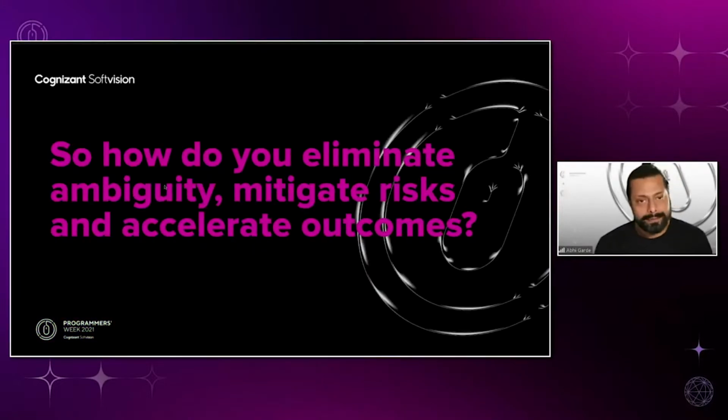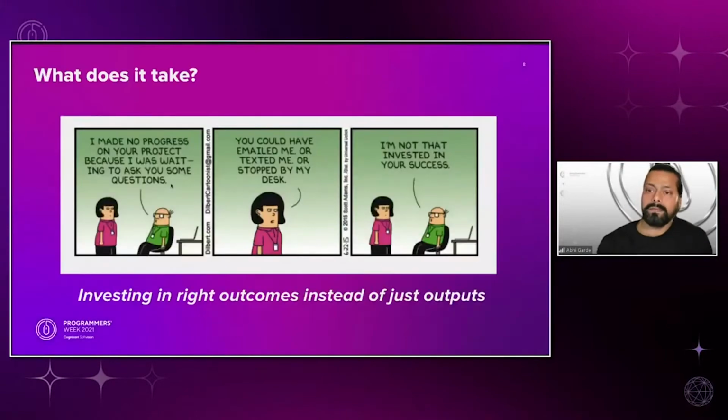So again, coming back to the key question we started with: how do you eliminate ambiguity, mitigate the risk, and accelerate the outcomes? What does it take to do this? This strip helps us understand.